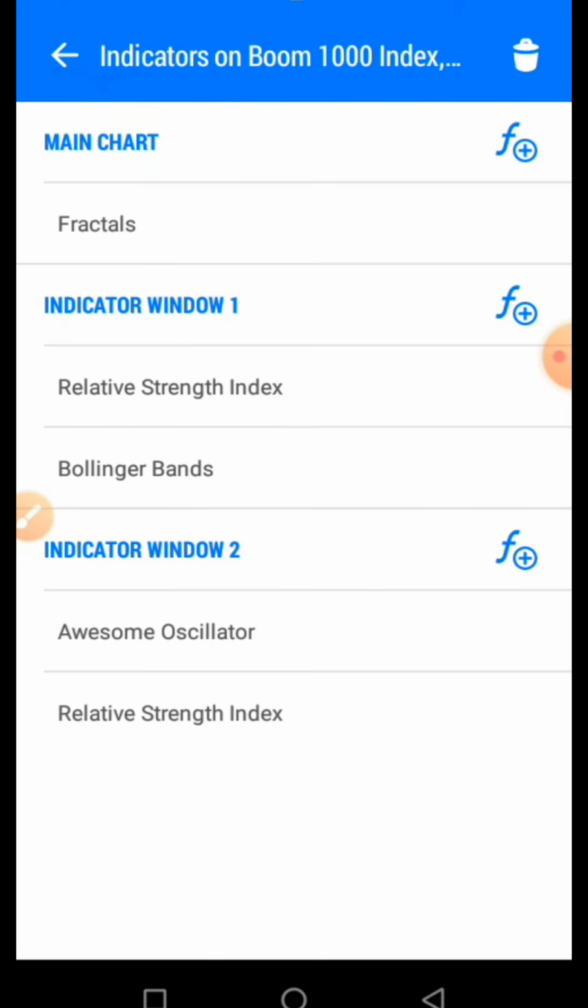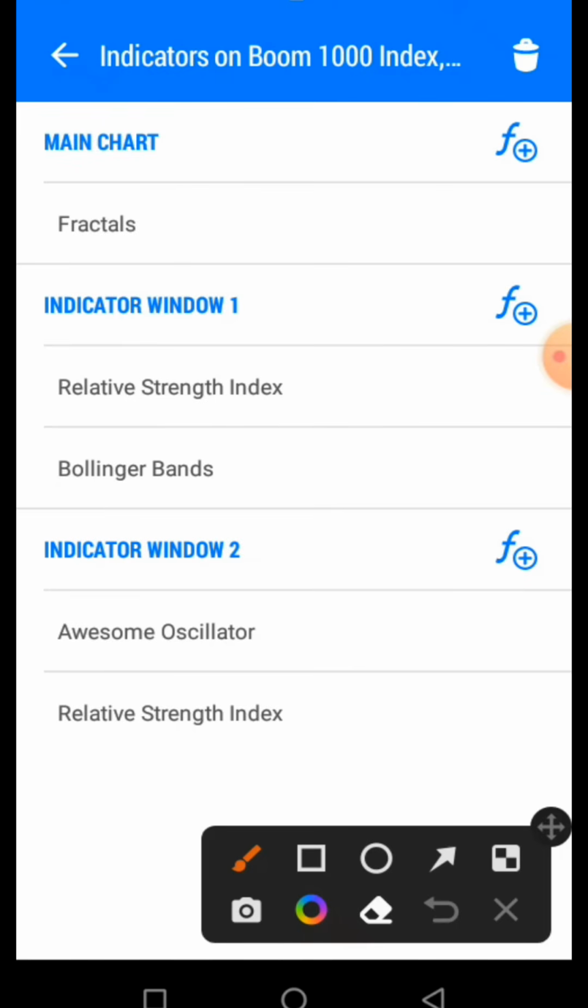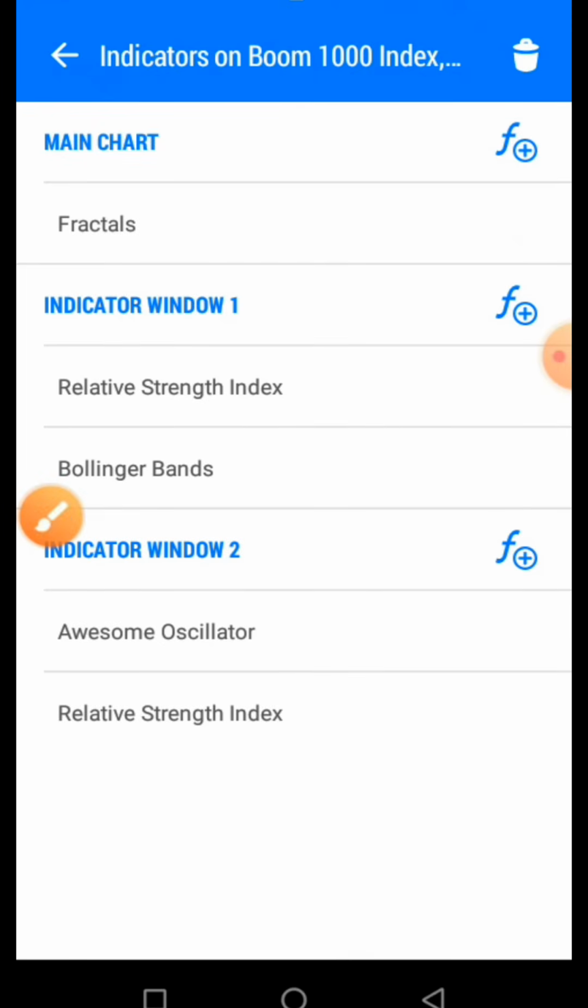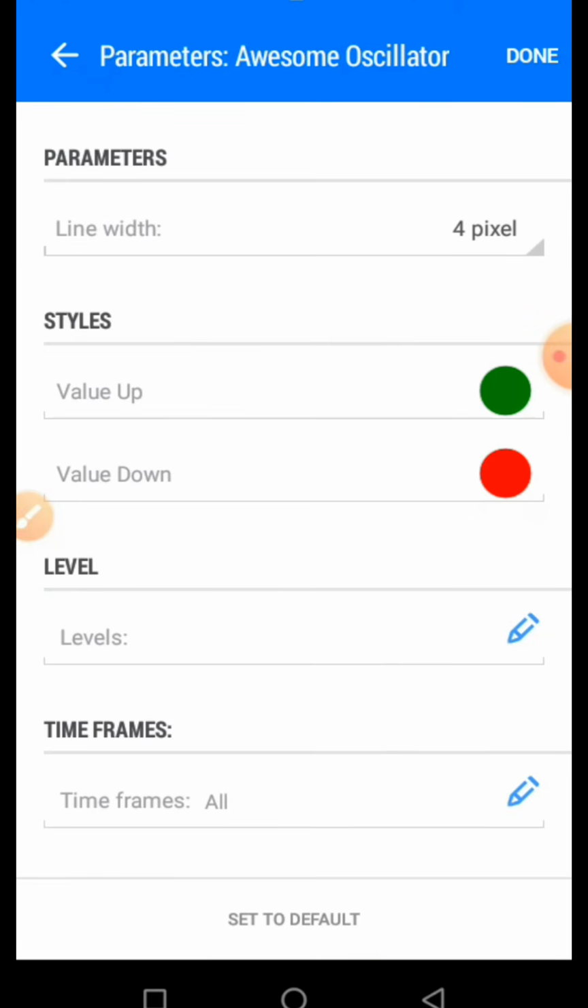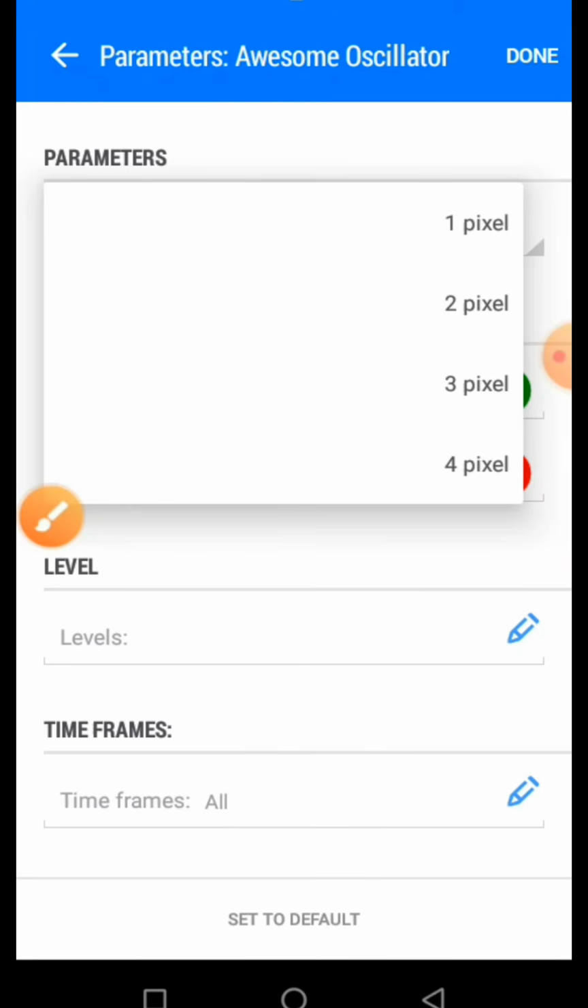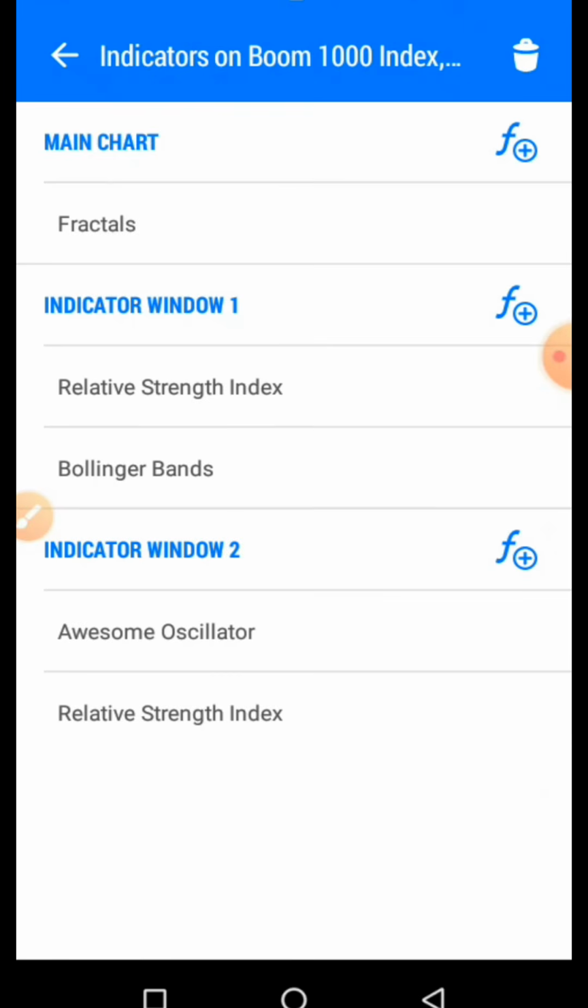So for you to add the indicator window 2, you are going to be clicking on this F icon again, the first F icon. After you click on the first F icon, you search for the awesome oscillator. After searching for the awesome oscillator, click on it. You're going to have something like this. You don't need to change anything. The only thing you're going to be changing is this area here. Change it to 4 pixels, the last one. Then after that, you click on done.